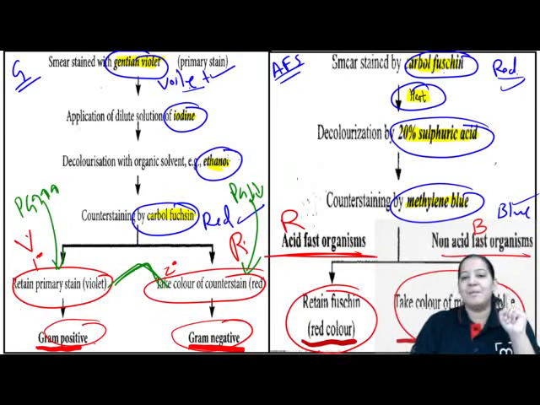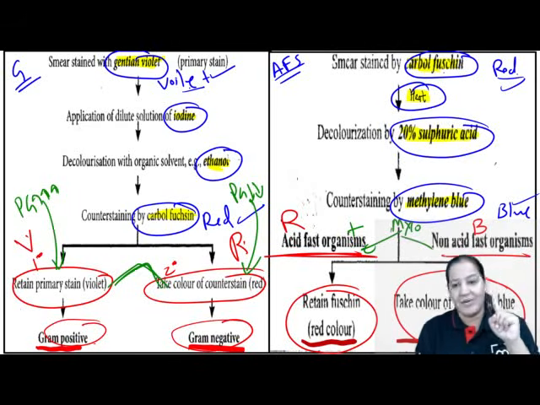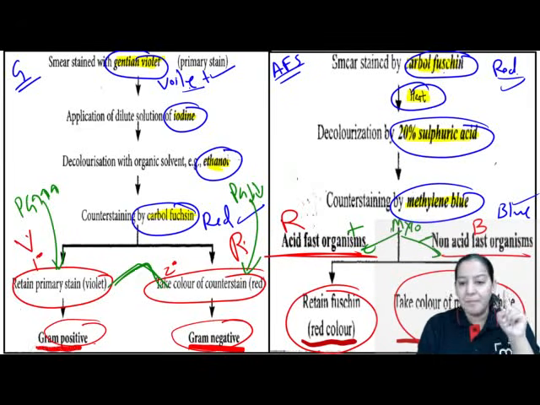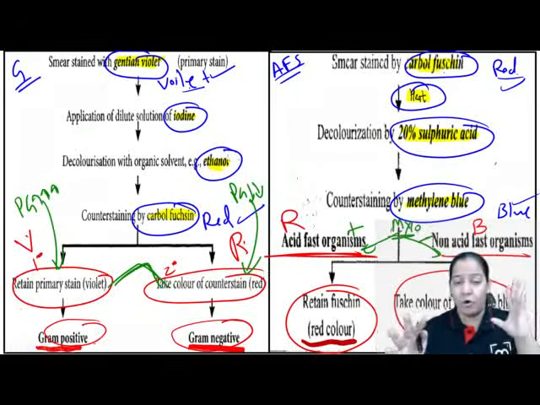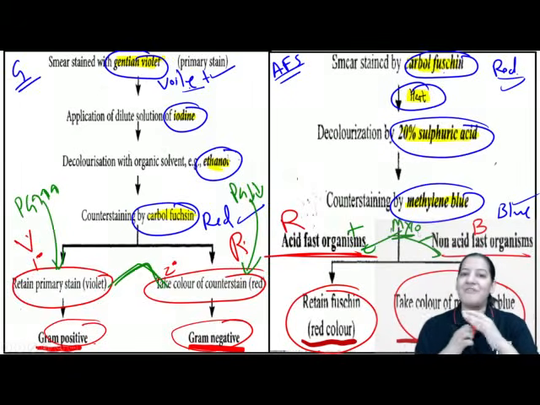And here the principle is mycolic acid in the cell wall. If mycolic acid is present, they will take the primary stain, that is red. And if it is absent, they will take the secondary stain, that is blue. So here, mycolic acid in the cell wall. Both are cell wall, but the content is different. I cannot simplify more than this.